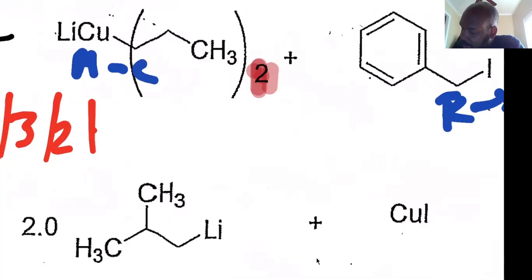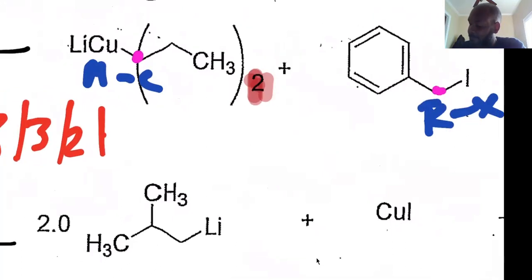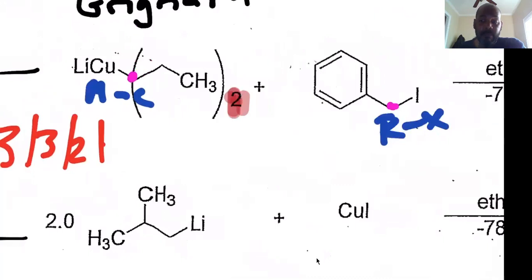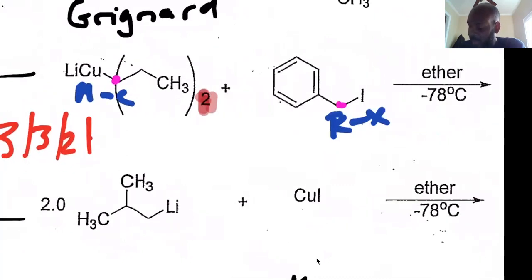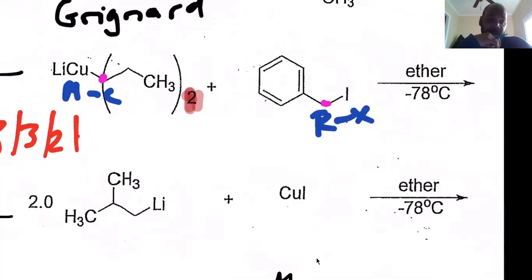So, right, let's do this. This is the carbon that's gonna connect with this carbon. Are y'all following that? And notice the temperature, minus 78. A lot of your organometallic species are really reactive, and so if you don't keep it at low temperature, then they end up decomposing, and you can't really use them.